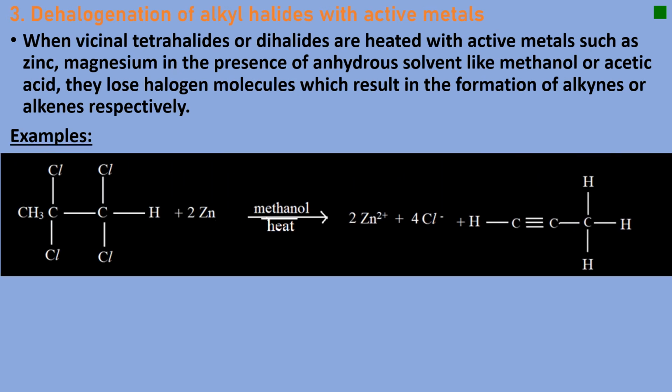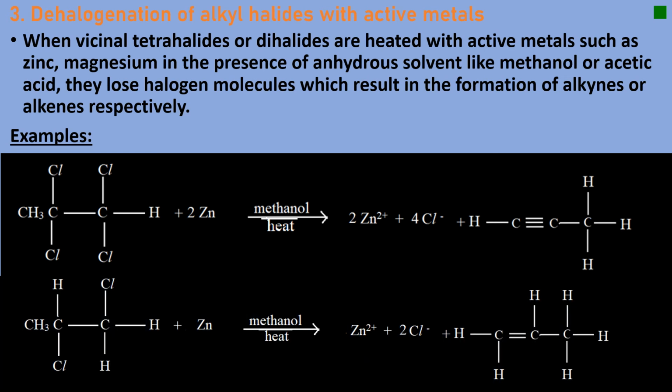Examples. Here we have 1,1,2,2-tetrachloropropane reacting with zinc in methanol under hot conditions to give propyne. And here we have 1,2-dichloropropane which reacts with zinc in methanol to give propene. Other reactions of alkyl halides are condensation and addition reactions.